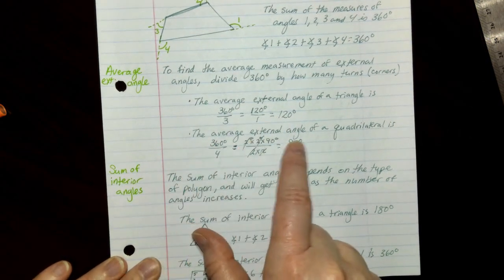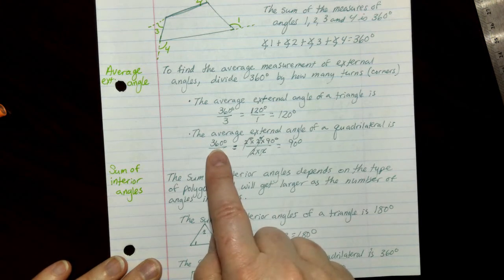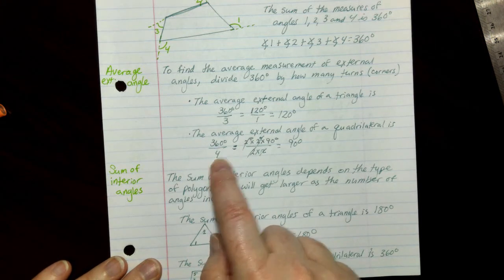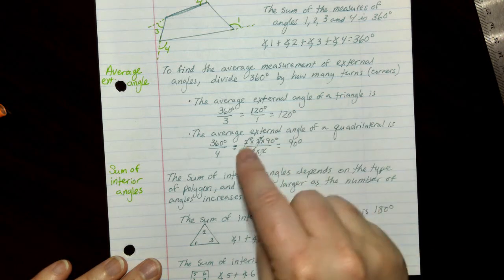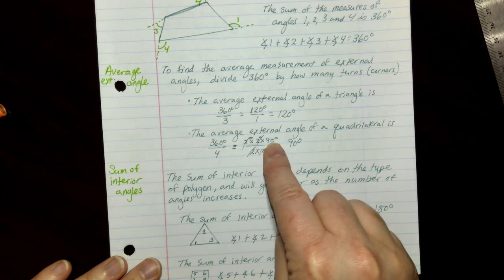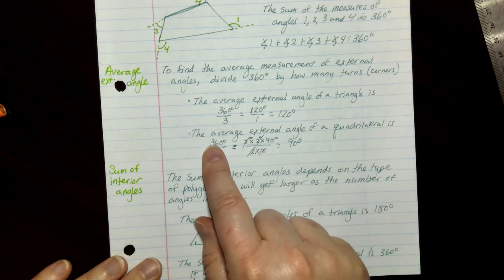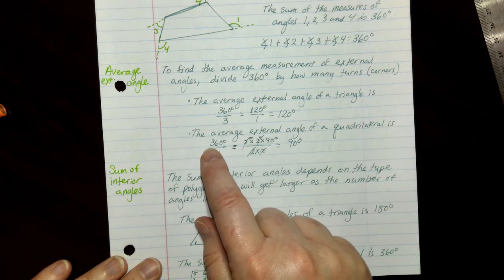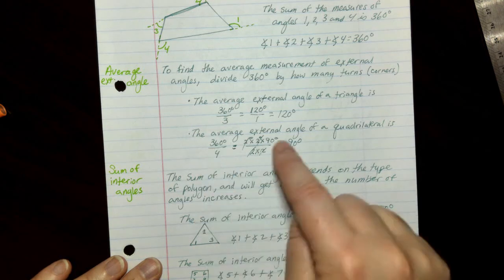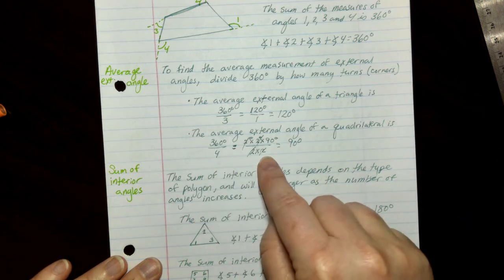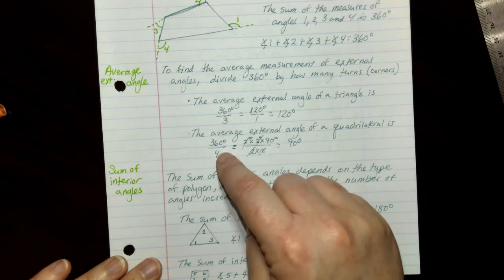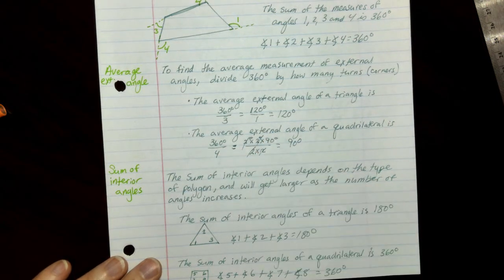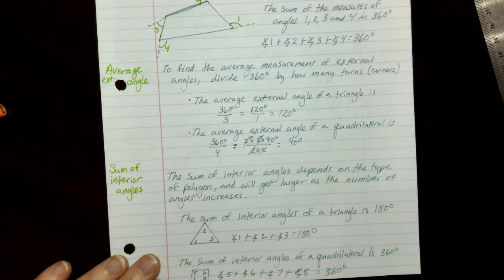The average external angle of a quadrilateral is 360 degrees divided by 4, and I'm using prime factorization, kind of-ish. 2 times 2 times 90 would give me 360, because 4 times 9 makes 36, add a 10 on there. 4 is 2 times 2. Then I can cancel out my 2's, and I just come up with 90. So I can either divide each of these by 4, or I can divide by those 2's, however you want to do it. Just make sure you get 90 when you're done.